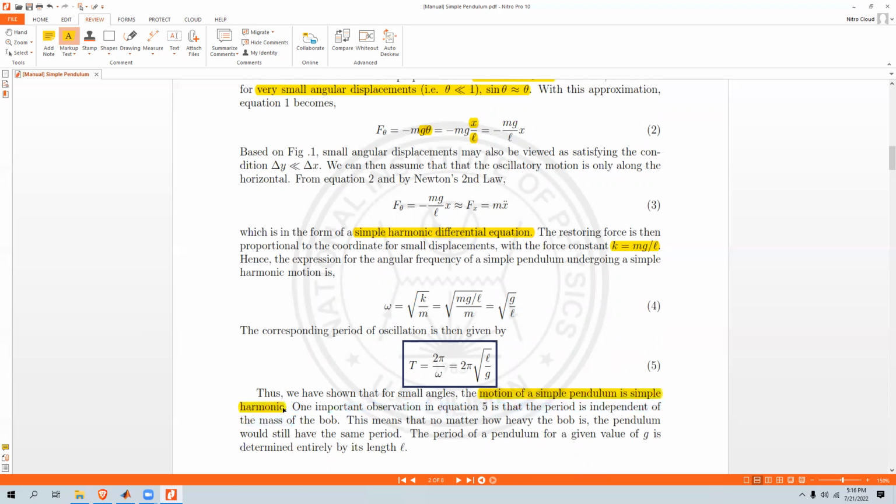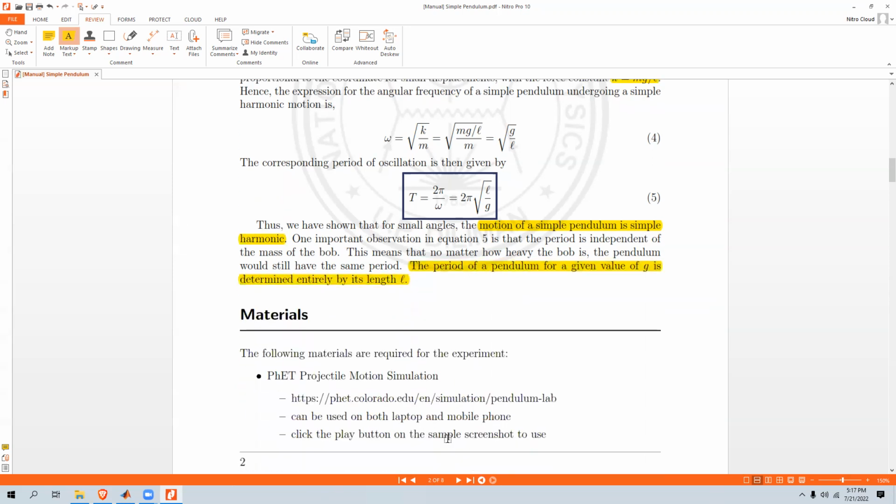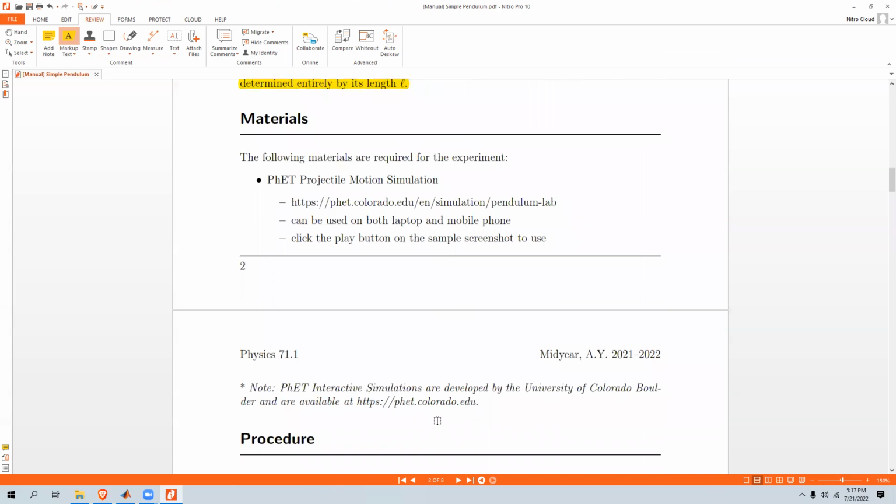One important observation here is that for the pendulum period, there is no term that corresponds to the mass of your pendulum bob. This means that for whatever variation of mass you make to your pendulum bob, the oscillation period will still be the same for a simple pendulum model. So the period is determined entirely through g and L. Now let's move on to our experiment proper.